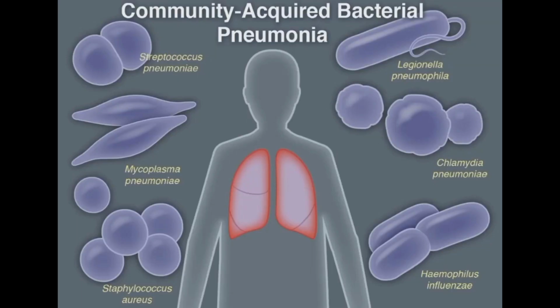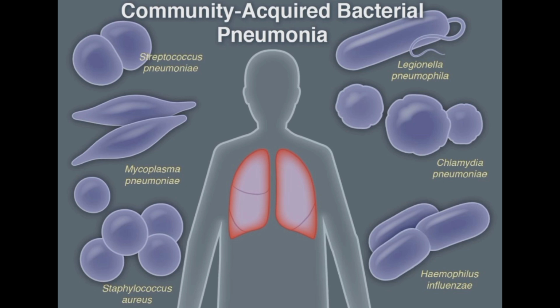Community-acquired pneumonia, CAP, is a type of pneumonia that is acquired outside of a hospital or healthcare setting, typically in the community or at home. It is caused by a variety of infectious agents, including bacteria, viruses, and fungi. CAP can affect people of all ages, but it is most common in young children and older adults, as well as people with underlying health conditions or weakened immune systems.